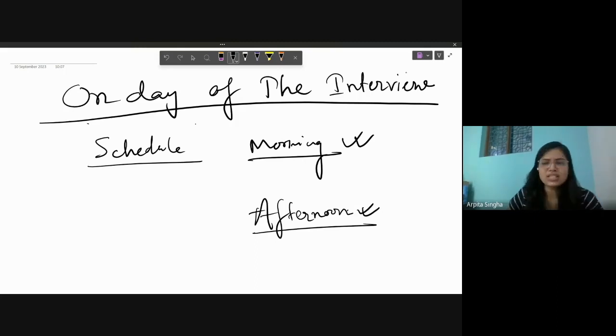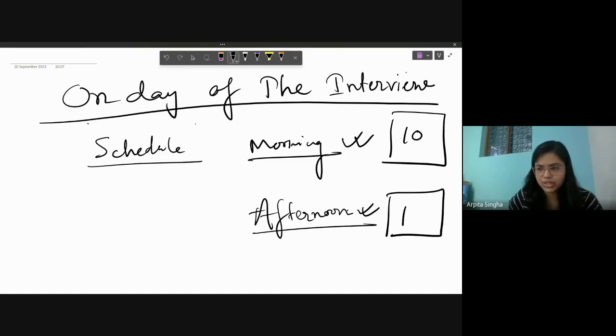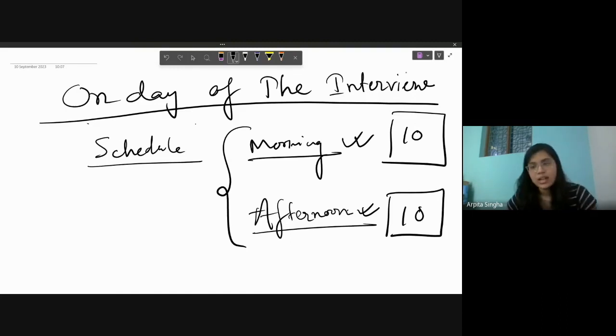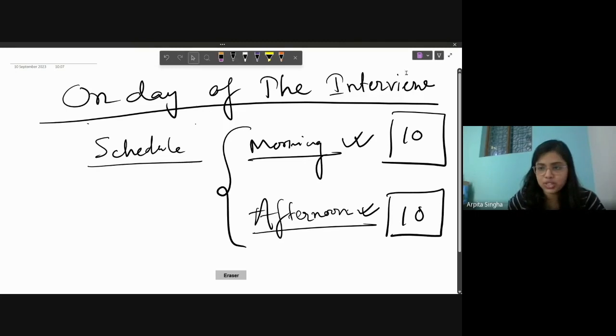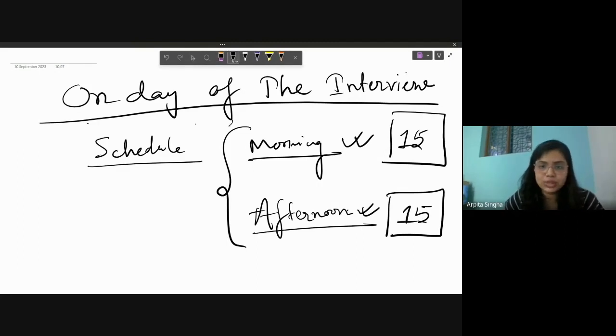So in the morning session, mostly 10 people, they count in. And in the afternoon session as well, 10 people. But if the candidates are really more in the examination, that is in your case, quite a number of people are there, so this number, which was 10, can go up to 15 and so on. It depends on them. Okay, so why am I telling you this 15 or time thing?